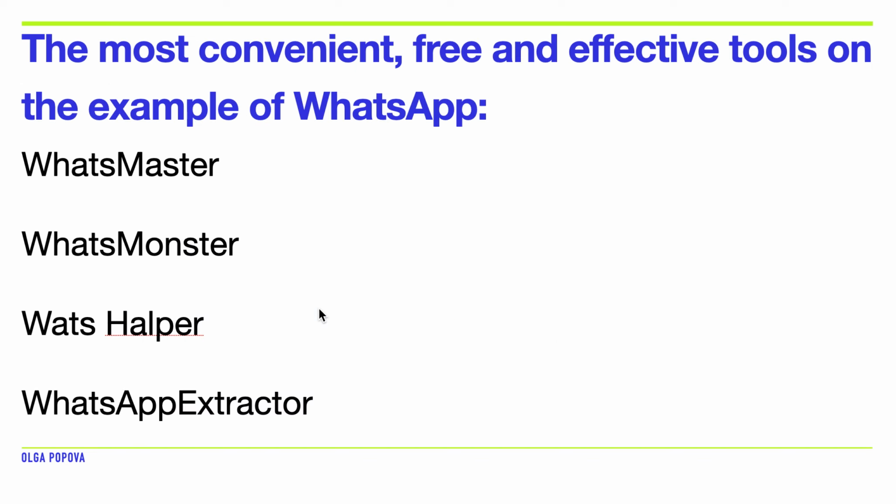So the next thing I would like to tell you in this lesson is the information about the most convenient, free and effective tools on the example of WhatsApp. We were speaking about different platforms, and in previous lessons I showed you platforms like Push House. Okay, these platforms give you a lot of audience according to the criteria which you put in for the advertising campaign. It is a huge benefit, but there is also one disadvantage. On platforms like Push House, you do not see the people who are reacting to your advertising.